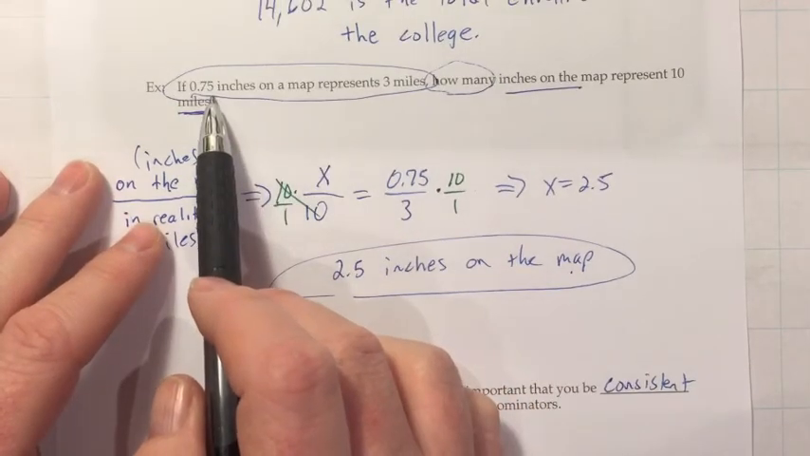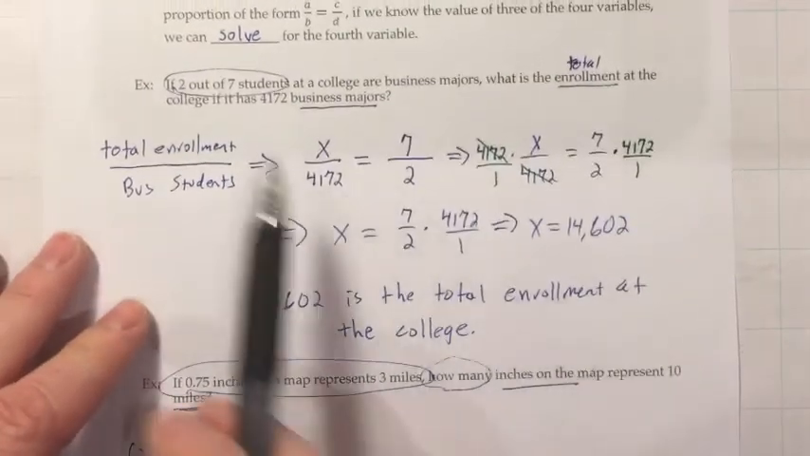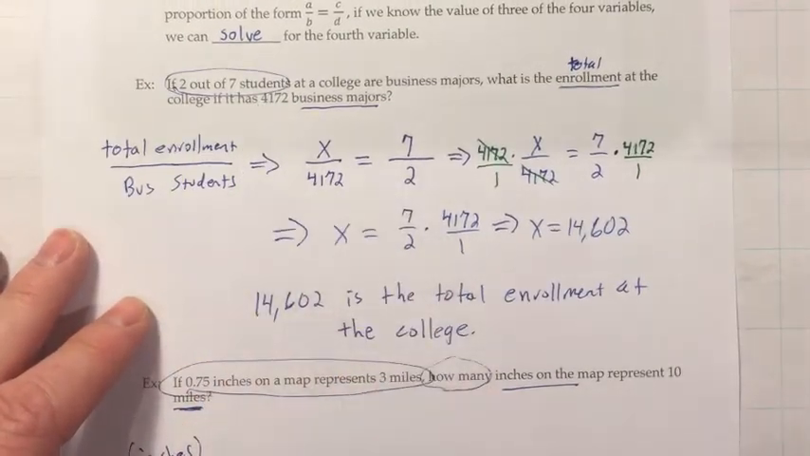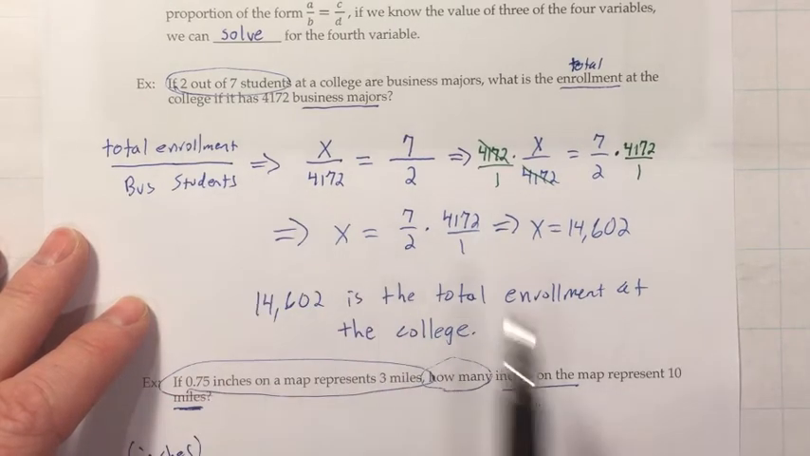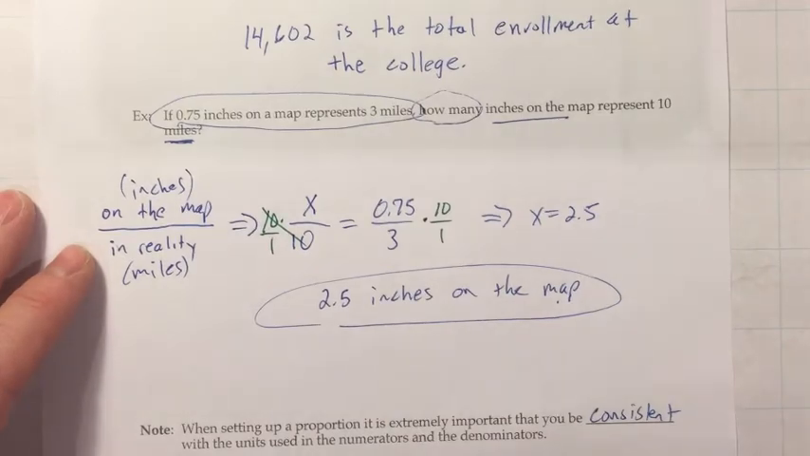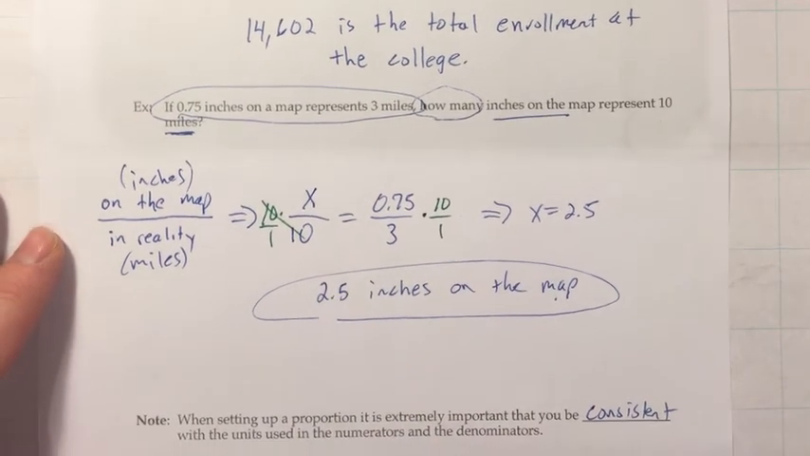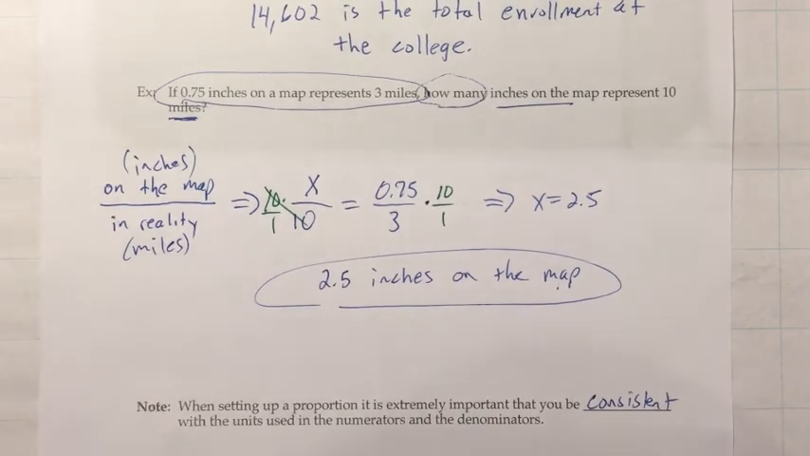This time the order it was written, this over that, is how we ended up doing it. But on the first one, the order it was written, 2 out of 7, is opposite of what I did. So it's not the order that those are written that's important. It's the units and being consistent with it and thinking about what number represents what, and again, just being very consistent with that on the top and the bottom.